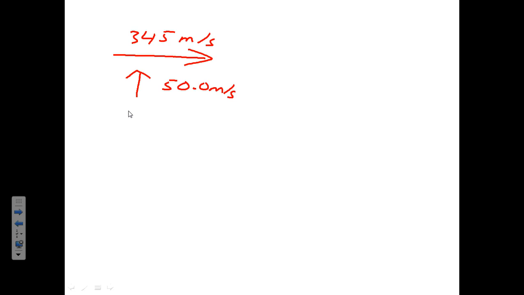So what did we call the method of vector addition that we're supposed to be using in here? Tip to tail. So we're going to start with either vector. It doesn't matter which one we start with. I think I'm going to start with the horizontal one. So let's say this is the point we're starting from, right here. We're going to go due east. Remember that's 345. And then we come over to the tip of that first vector, and we draw in the second vector. It's going north at 50.